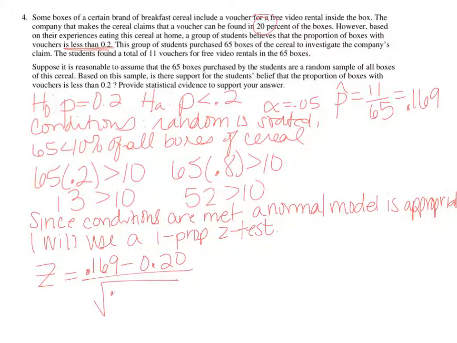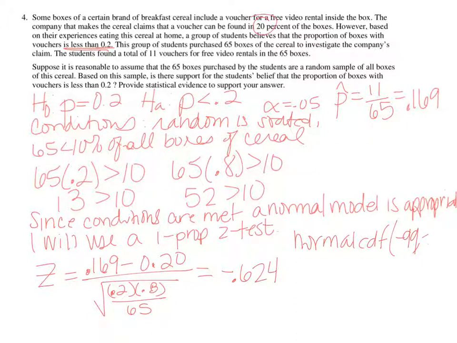now when I do my hypothesis test, this standard error, I use my hypothesized value because I don't believe that it's not the proportion at this point. So 0.2 times 0.8 divided by the sample size of 65. And when I do that, I get negative 0.624. And then I do normal CDF. It was a less than again, so negative 99 comma negative 0.624, and that's in second vars. So our p-value is 0.266.